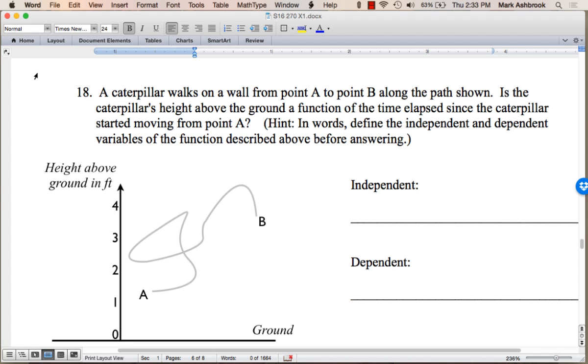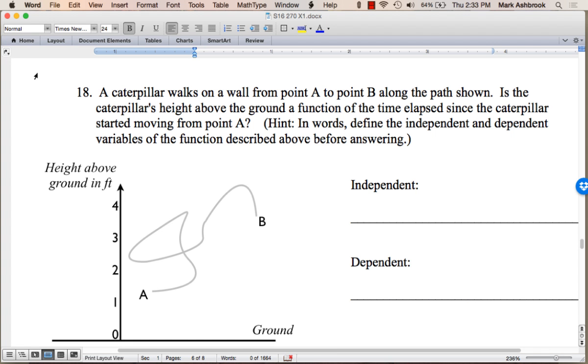Okay. Do we have enough time to discuss? So, Camry, what did you guys talk about? What do you think? Yes or no? Is height above the ground a function of time elapsed since the caterpillar started moving? We said yes. Why yes? Because as time progresses, it's either moving up or down.